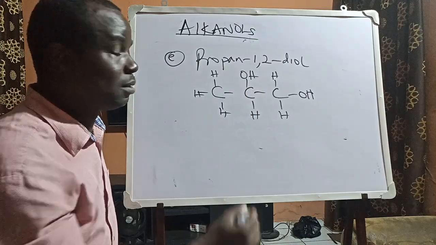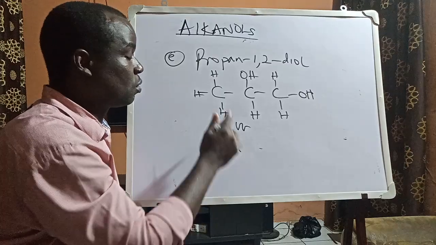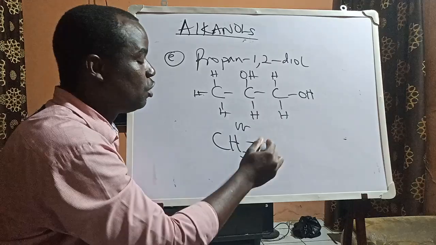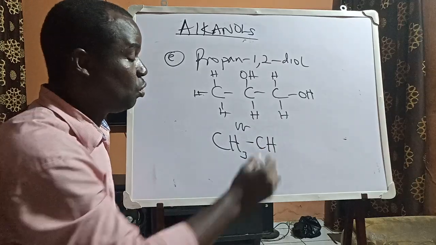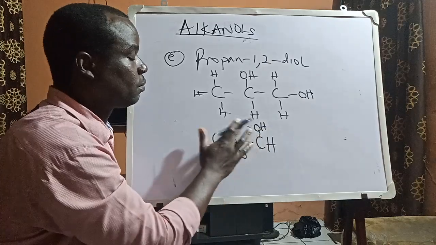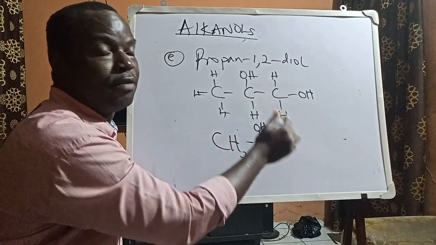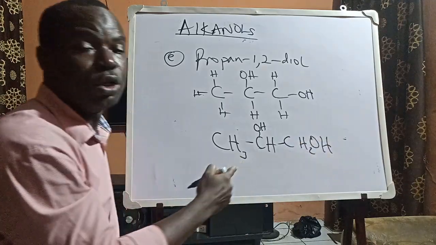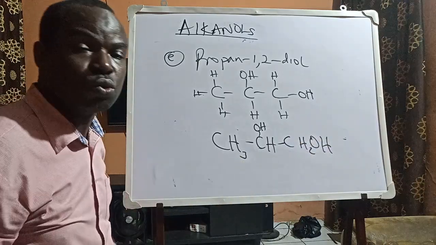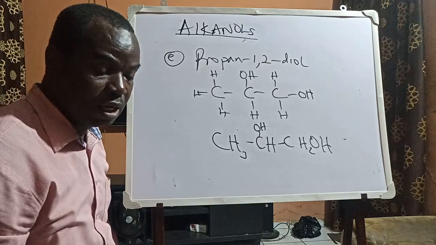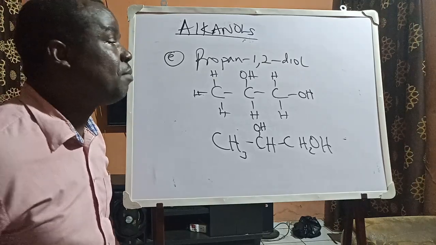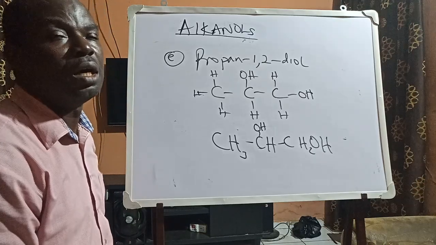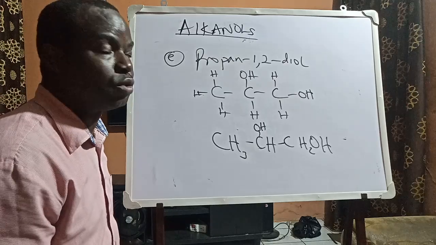You can summarize it like this: CH2, CH, CH3, 1, 2, 3, like I have explained to you before. CH, okay? You now put this OH here. Then we now have CH2OH. You see it now. This is propan-1,2-diol. Now, let me also bring up another example so that I can digest this thing now and introduce the IUPAC nomenclature.